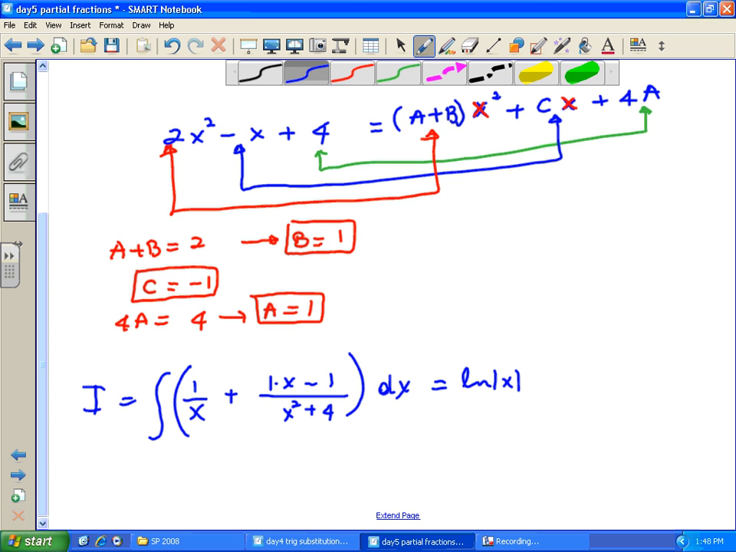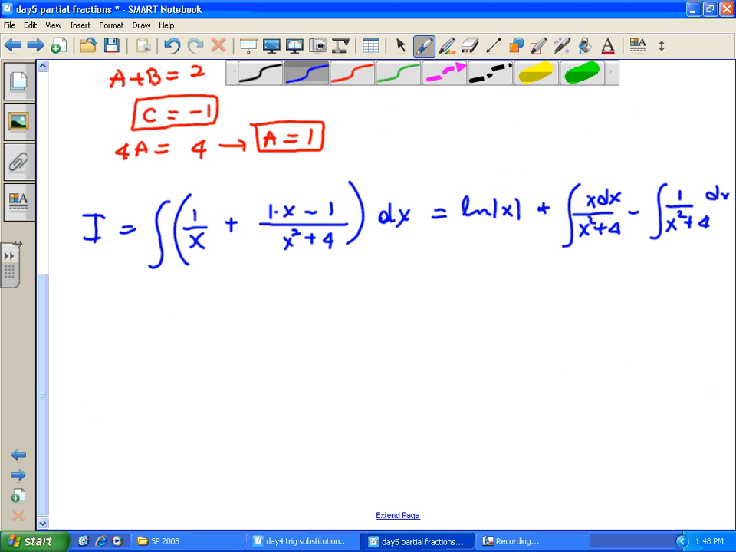And the second one, you can split into 2 further fractions. Basically, you could integrate x over x squared plus 4, and then minus 1 over x squared plus 4. What is the first integral going to be? You need to do a quick u sub there, right? Let u be x squared plus 4, du is 2x dx. So what will the answer be?